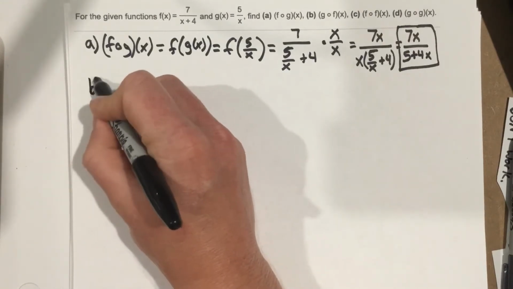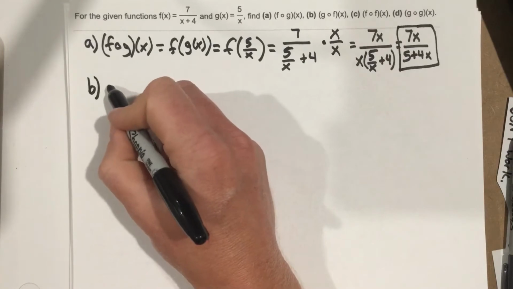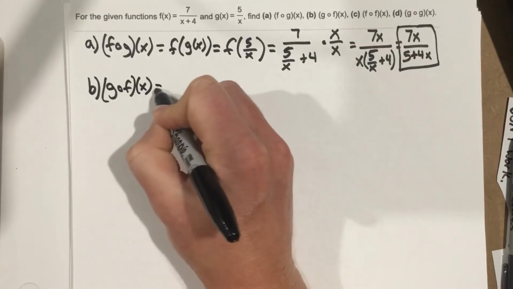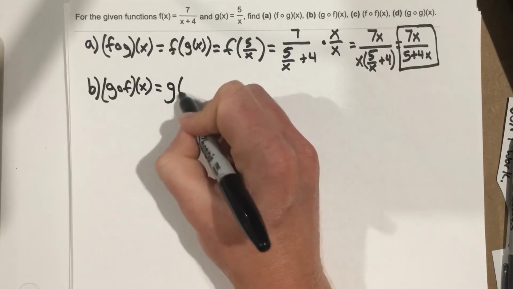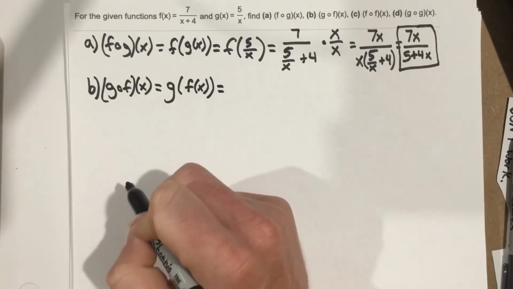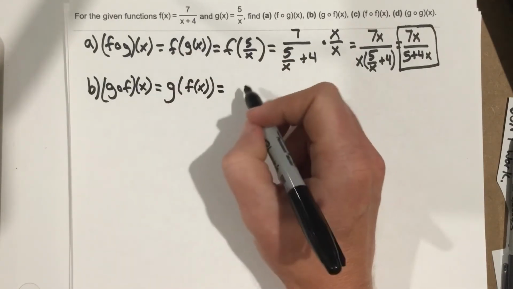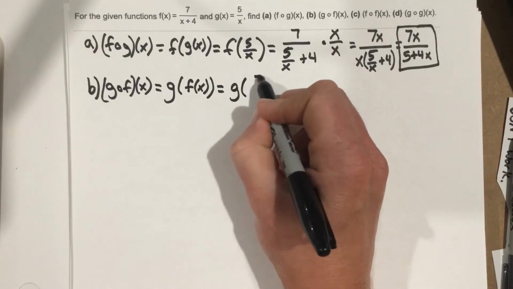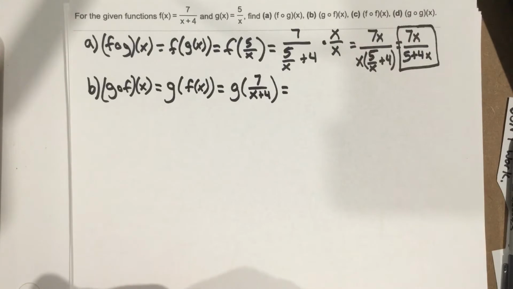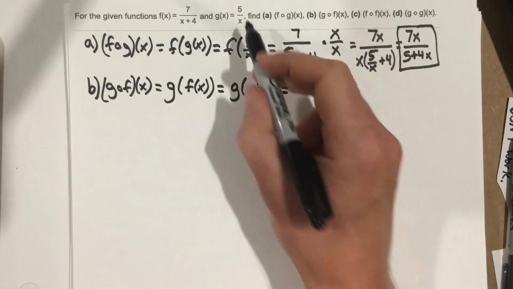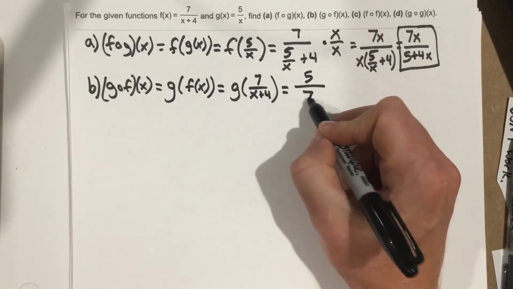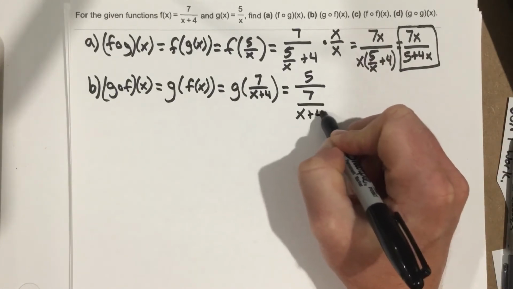Part B, we have g of f of x. So we have g with an input of f of x. F of x is 7 over x plus 4, so we have g of 7 over x plus 4. We can plug this 7 over x plus 4 in for the x in the g function. So we have 5 over 7 over x plus 4.